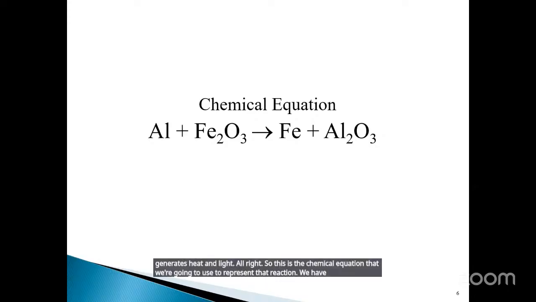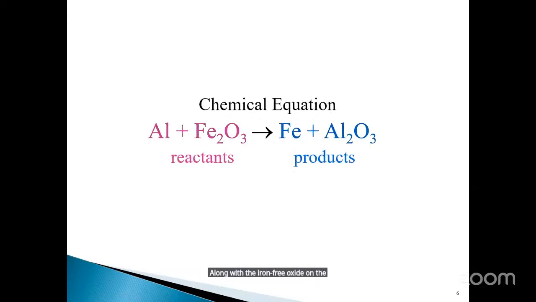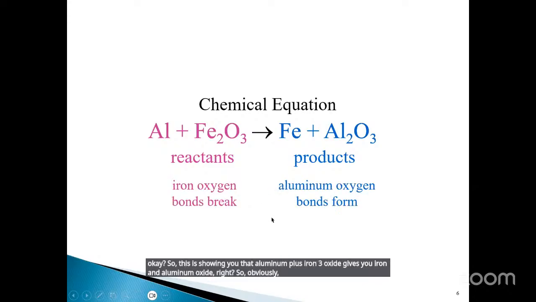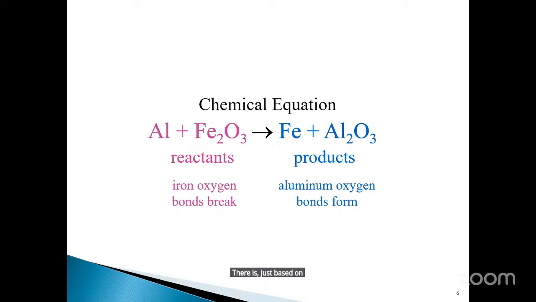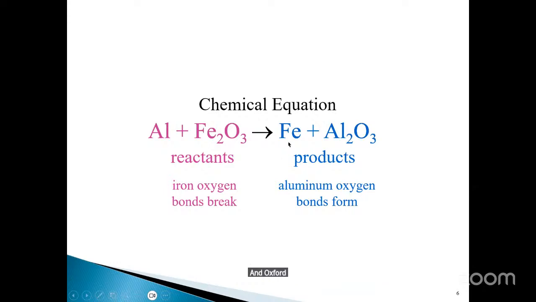You have the reactants on the left side, which would be the aluminum, along with the iron(III) oxide. And on the right side, you're going to have iron and the aluminum oxide, right? Which would be the products, okay? So this is showing you that aluminum plus iron(III) oxide gives you iron and aluminum oxide, right? So obviously, based on the formulas alone, even without knowledge of the structure of these compounds, you can tell that there's bond breaking and bond formation occurring, right? Because to get from the reactants to the products, you'd have to separate the iron and the oxygen, right? That's why you end up with the iron on this side.